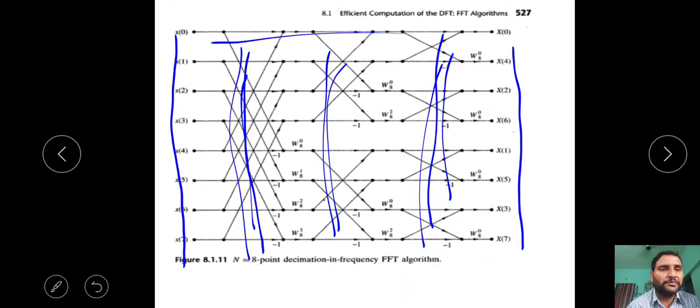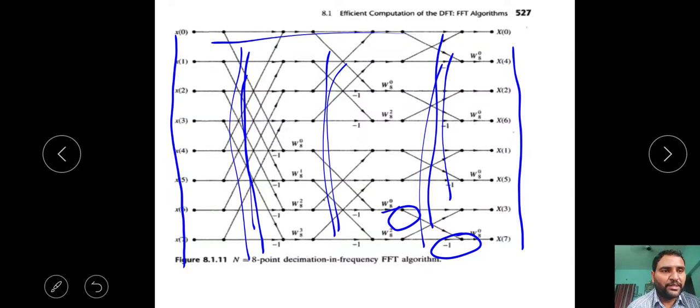What is the distance between the input and output of the butterfly? It's important. That means this is the input and this is the output. How much distance is there? Based on that distance, we can draw the butterflies easily. That is 2 power n minus n, that is 2 power 8 minus n, where n is the stage index. Stage index means what is the stage value: stage 1, stage 2, stage 3, like that. Based on that, we can perform the DIF FFT algorithm.